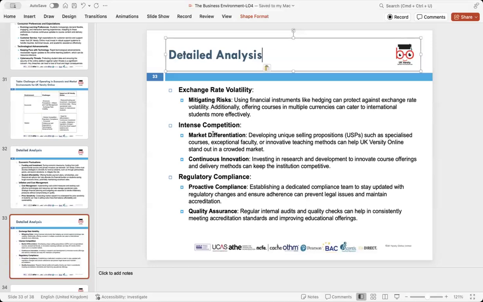Regulatory compliance. Staying compliant with evolving regulations in education, data protection, and consumer rights is challenging. Establishing a dedicated compliance team to stay updated with regulatory changes and ensure adherence can prevent legal issues and maintain accreditation. Regular internal audits and quality checks help in consistently meeting accreditation standards and improving educational offering.